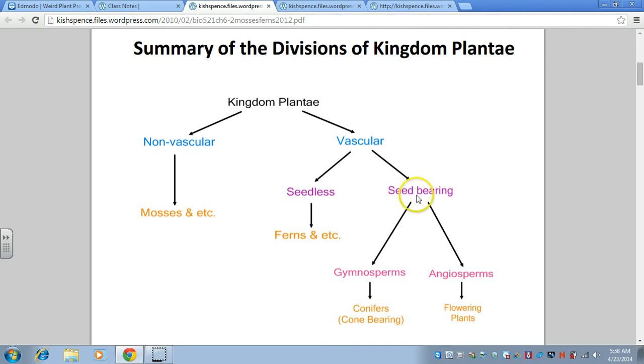So this video is going to focus on the first of the seed-bearing vascular plants, the gymnosperms. Again, sperm means seed, and gymno means naked, so these are plants that produce seeds that are not enclosed in a fleshy body like a fruit. Instead, most of these bear cones, so their seeds are found in cones. They include conifers and cycads and ginkgos.